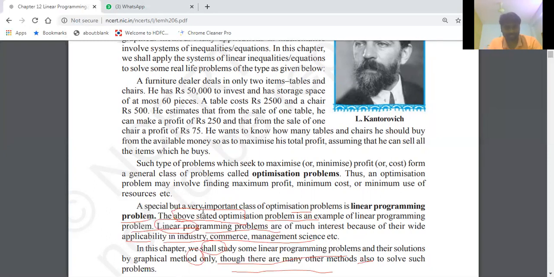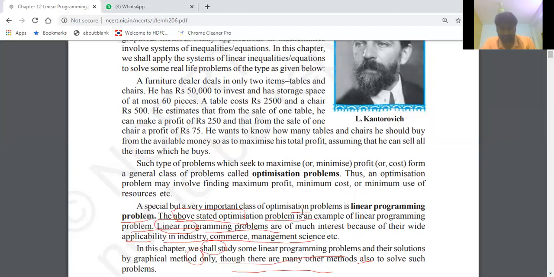Correct. After that, a special but very important class of optimization problems is the linear programming problem, LPP. Many equations will come, as in the previous example. How many chairs I need to purchase, how many tables I need to purchase. Otherwise, some number of tables, some number of chairs I can purchase so that I can make my profit maximum. So many equations, many scenarios will come. We'll see in which scenario we are going to get maximum profit. Okay, let us move on.